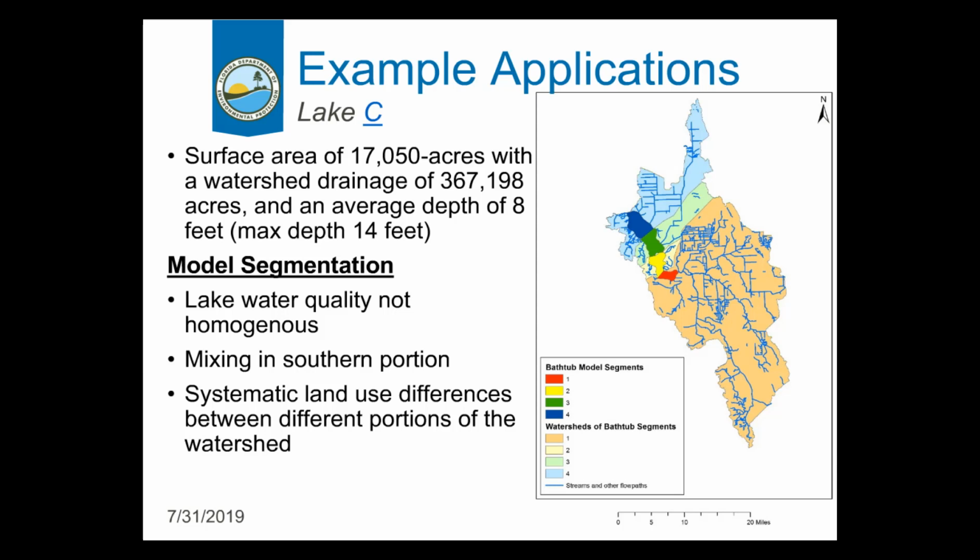The third example is actually one that Ansel developed back in 2017 when it was adopted, but this is a larger lake. It's one of the larger lakes in Florida, which is 17,000 acres with a watershed of 367,000 acres. And again, the average depth is about 8 feet, but it does fluctuate. And I think there was a question earlier about that. So this lake fluctuates, and it has a mean depth with a bathtub shape, so it's really deep in the middle and shallow around the edges.